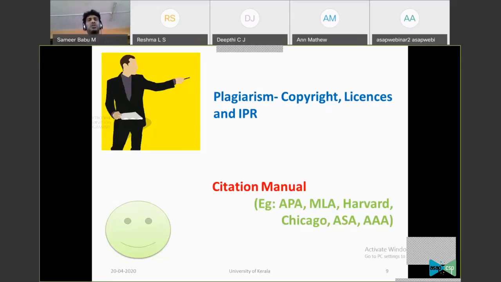Modern Language Association, generally language people follow Modern Language Association. Different journal associations have their own manuals. We have Harvard manual, Chicago manual; some of the journal databases, then journal streams, they use Chicago manual. American Sociological Association has its own manual. American Anthropological Association, AAA, there is another manual. But the most popular is the American Psychological Association manual.